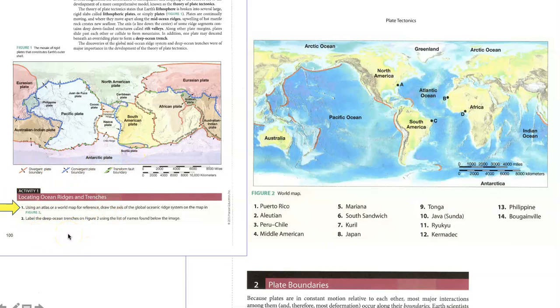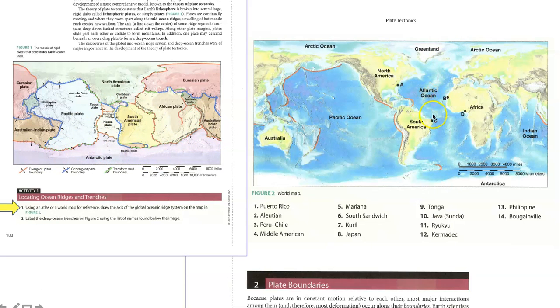The questions for the lab begin right underneath it for activity 1. And activity 1 refers to the map on the next page. It starts by saying, use an atlas or a world map for reference and draw the axis of the global oceanic ridge system on the map in figure 2. So this is figure 2, and the ridge system is this red and green system that's over here.